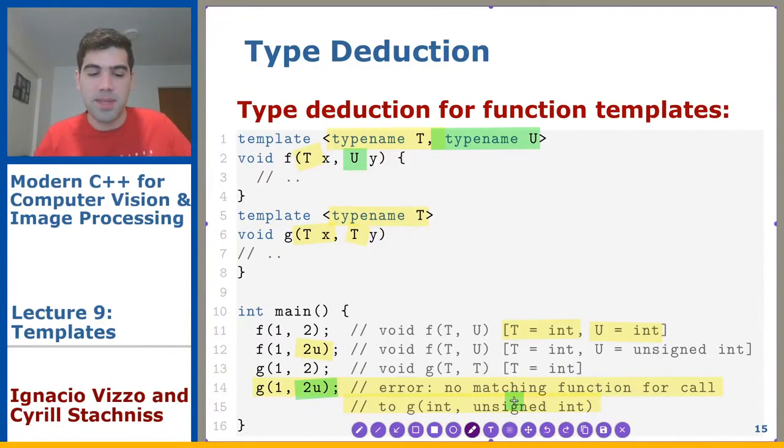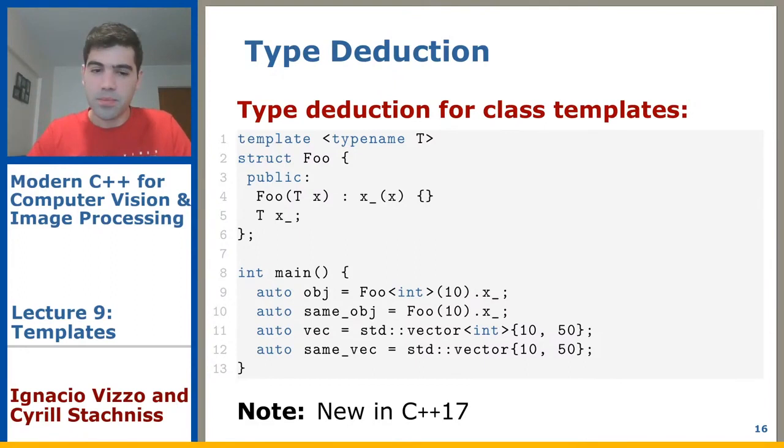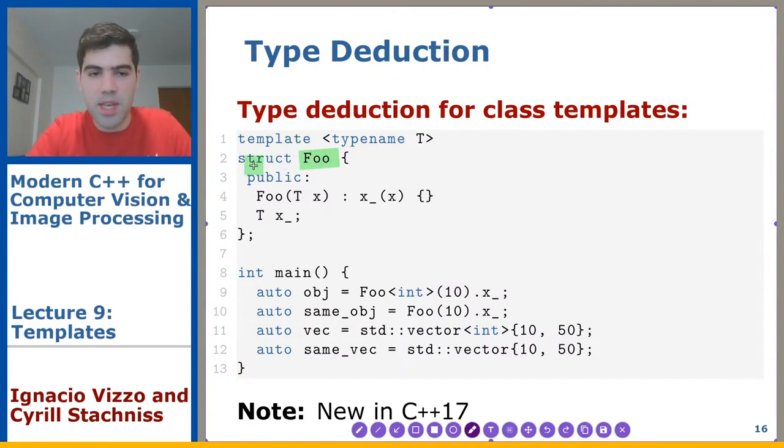And then lastly, you can also do type deduction for classes since C++17, so keep this in mind. If you work with another standard, this will not work. So let's go through the example. We have a class Foo, struct is the same. Actually, this public is not needed. And then we hold a data member of type T, and the constructor will basically take another T, and then we initialize this T. The classic syntax will be this one.